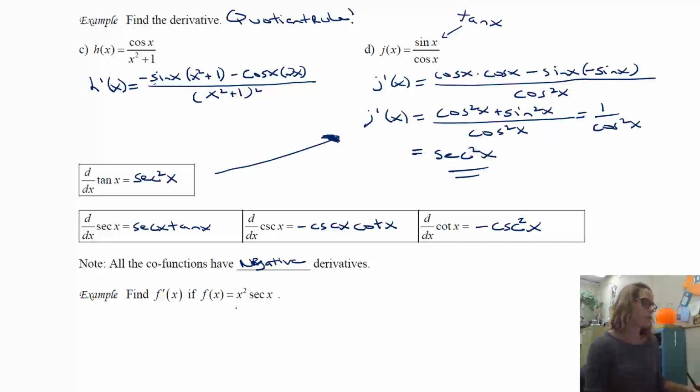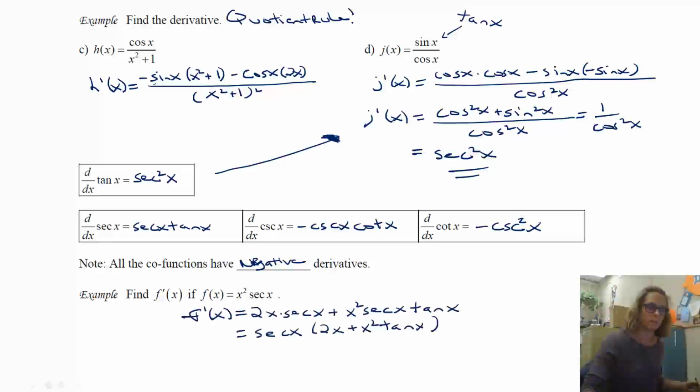So take a moment and try to find the derivative here with f of x being x squared times secant x. When you're done with that, pause the video, do this, and then come back and see if your answer is right. So pause it now. All right, so take a look and see if you got it right.